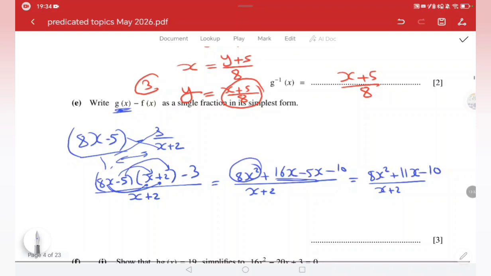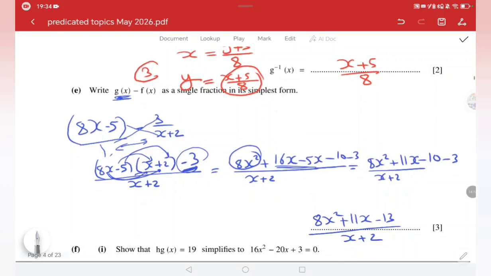Okay, is there something I forgot? Let's double check. Yeah, I forgot that we actually have minus 3 here. So we have minus 3 here and minus 3. So the answer should be 8x squared plus 11x minus 13 over x plus 2. Please always double check your calculations, because sometimes we make mistakes, especially with multiplying negatives and positives. Sometimes we expand here, but forget that we already have something outside. So always try to double check.